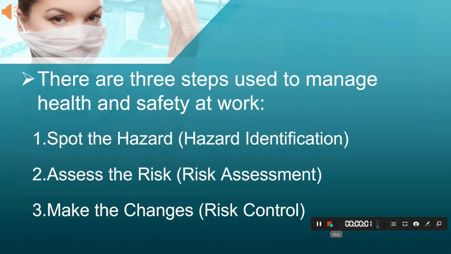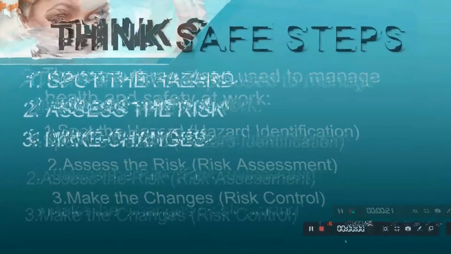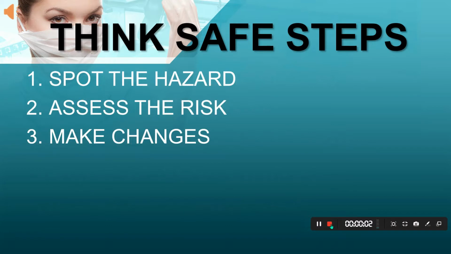We have also the 3 steps used to manage health and safety at work. Number one is spot the hazard or hazard identification. Number two, assess the risk or risk assessment. And number three, make the changes or risk control. Again, these are the think safe steps. Number one, spot the hazard. Number two, assess the risk. And we have number three, make changes.